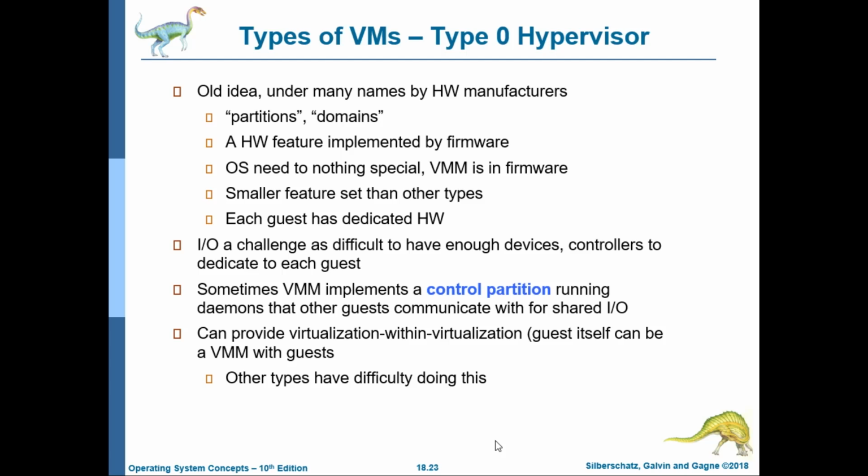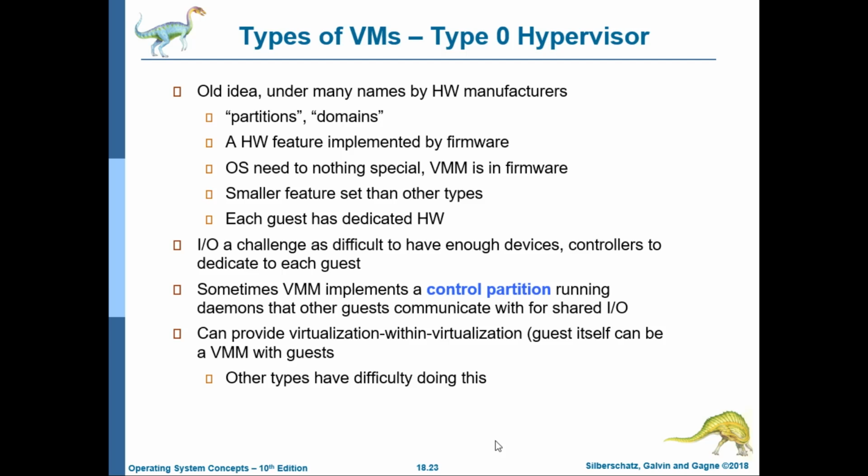Sometimes the VMM implements a control partition. This control partition runs daemons that other guests communicate with for shared I/O. And then the type 0 hypervisor can provide virtualization within virtualization. A guest itself can be a VMM with guests. Other types have difficulty doing this.